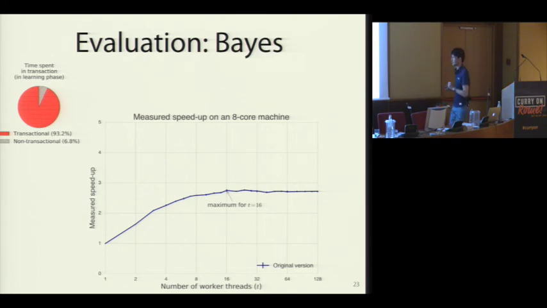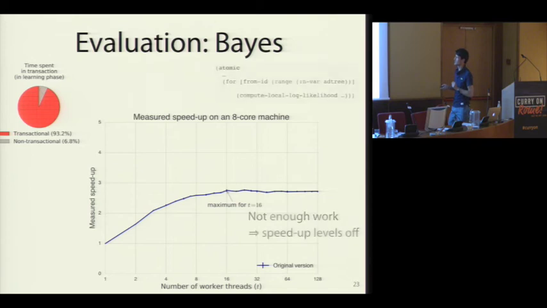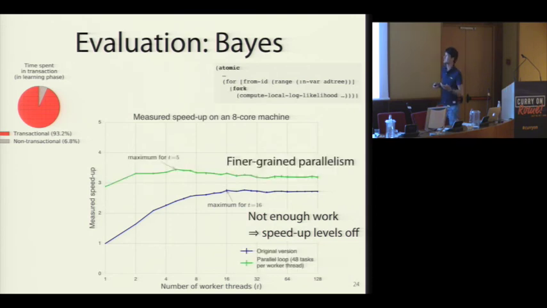And if we look at the speedup of this application, we see that as the number of threads increases, the speedup levels off. And if we examine the code of this application, we see that in its main transaction, there is a for loop, but each of the iterations of this for loop is independent. So we can simply execute each of these iterations in parallel, and then we can exploit more fine-grained parallelism.